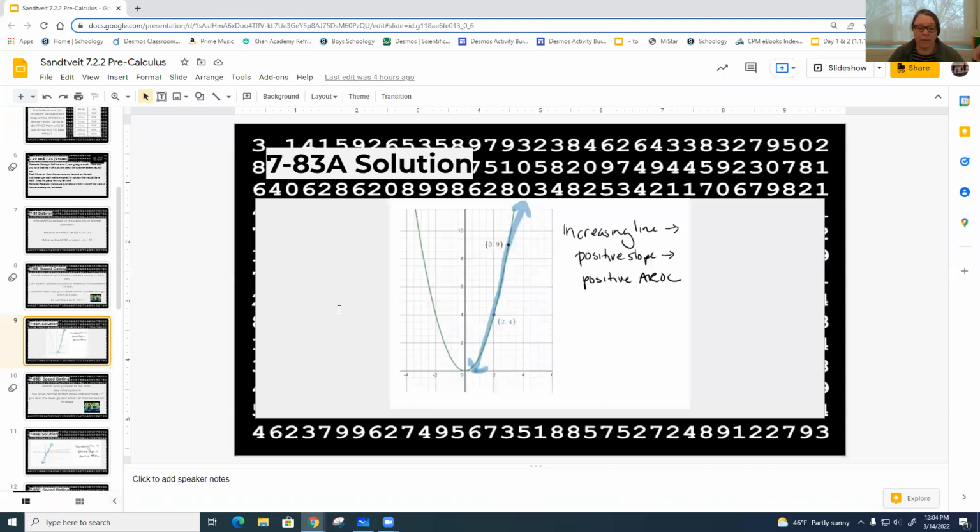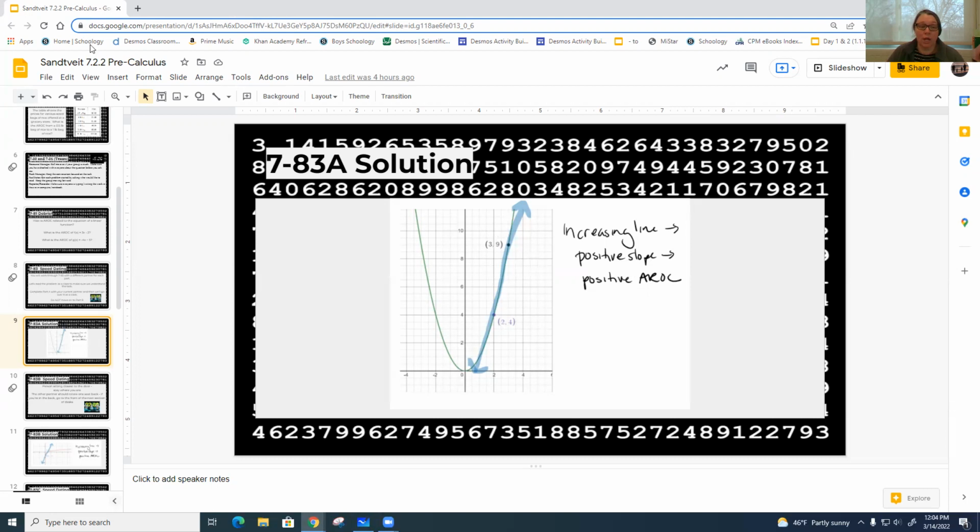So here, I already have these from class. So here is our parabola, right? And we want to know from 2 to 3 what is happening. So I drew in my slope of my secant line. You see how we have an increasing line. And if you have an increasing line, that means there's a positive slope. If there's a positive slope, that means the average rate of change is positive.